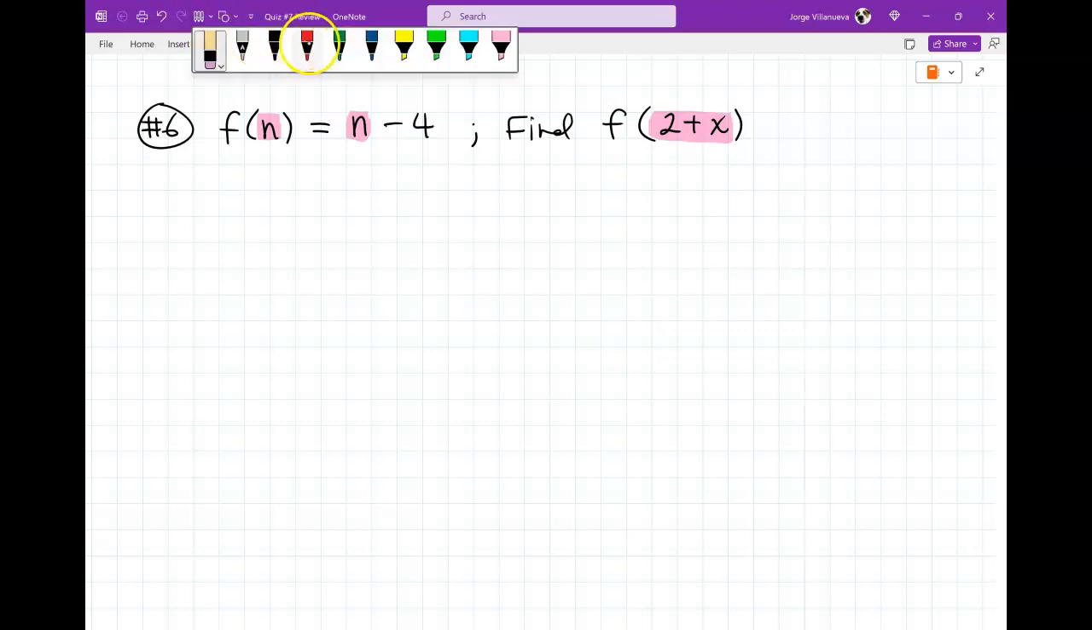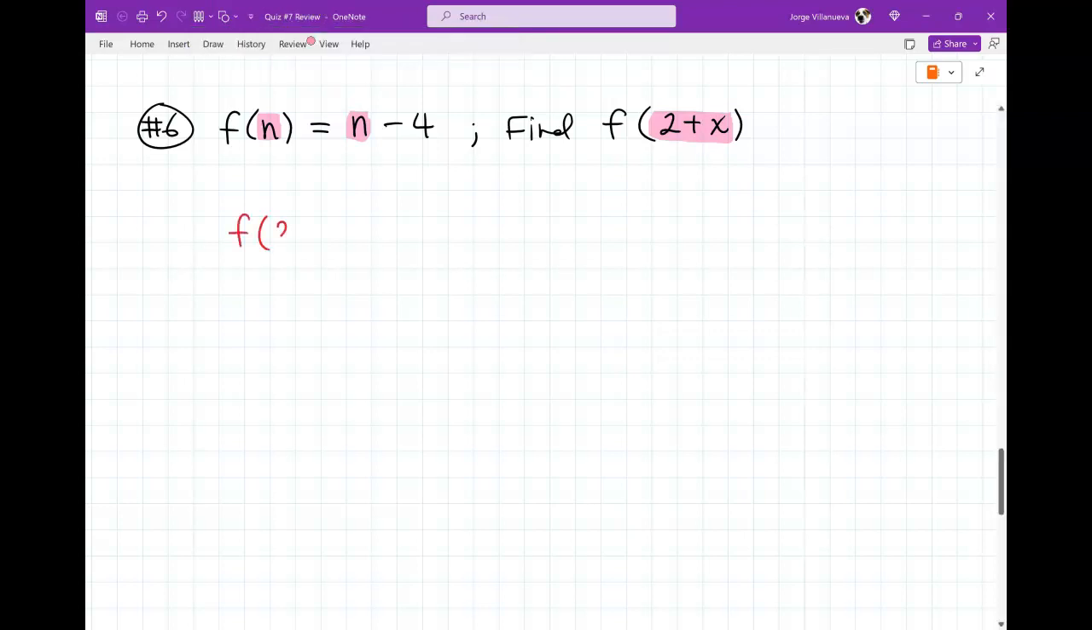So here we go. F of 2 plus x, that's supposed to be f of n, right? But that's f of 2 plus x, is 2 plus x minus 4. Right? I just replaced the n's with the 2 plus x. So all I have to do is simplify. I have a 2 minus 4. 2 minus 4 is negative 2 plus x. And you can leave your answer like that, or if you want to write x minus 2, that's perfectly fine.